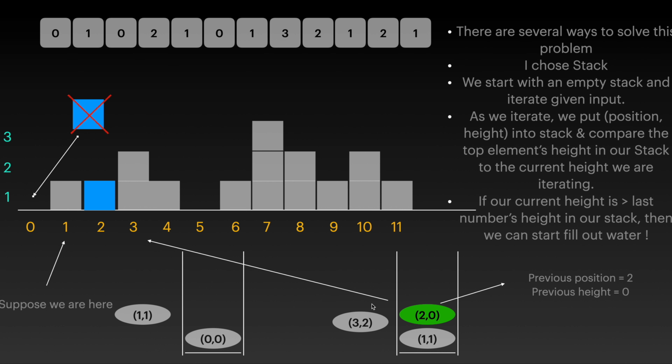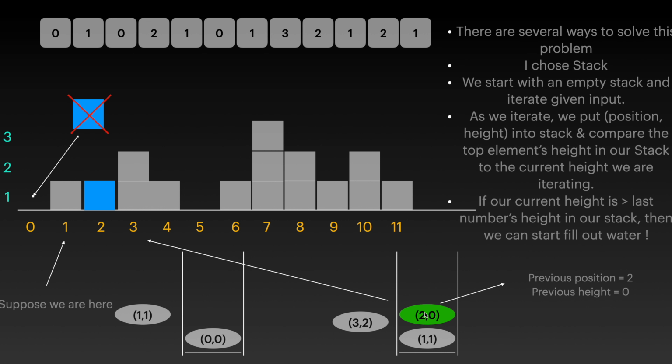In this case, we will keep iterating on this height array, and we will be putting this coordinate onto our stack, and then we will be comparing the height. Suppose we are at position 3 and we notice that the height is 2, and this height is already bigger than the topmost number in our stack, since 2 is bigger than 0. So in this case, we will be popping 2 comma 0.